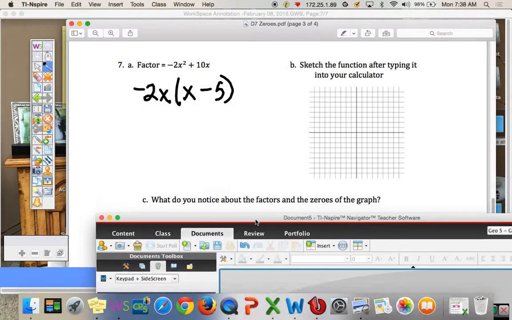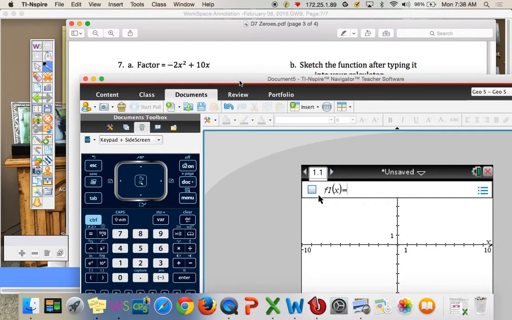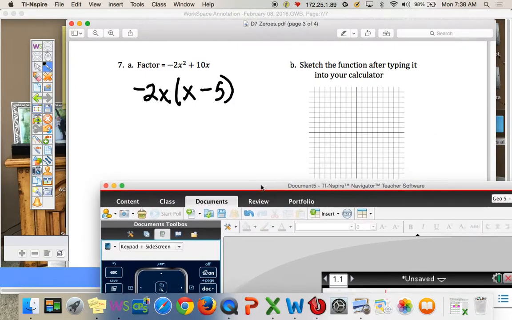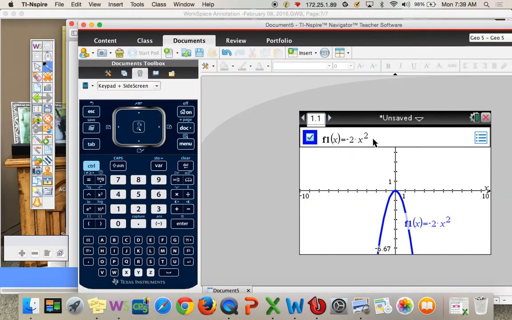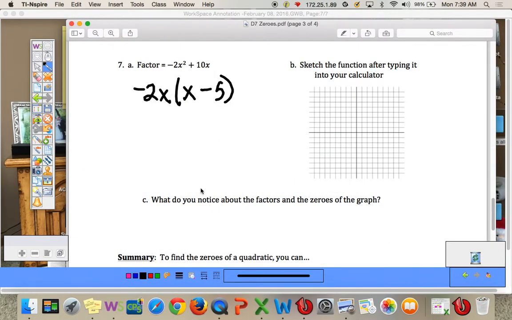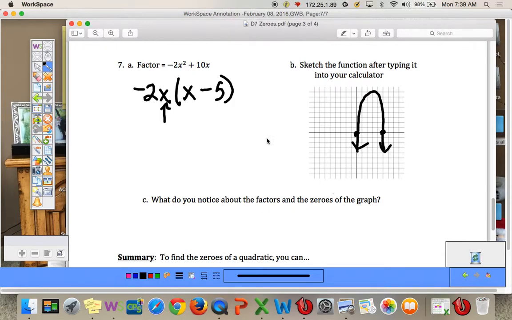Okay, so let's type in the original function, which I was doing for all the rest of them anyways. Negative 2x squared plus 10x. All right, we have two zeros here. One's at 0 and one is at 5. One is at 0, 1, 2, 3, 4, and one is at 5, and you can see that it's upside down. That's not graphed very well. So something like that. What do you notice about the factors and the zeros of the graph? Well, it's the opposite of this one, but then one of the factors is also 0.